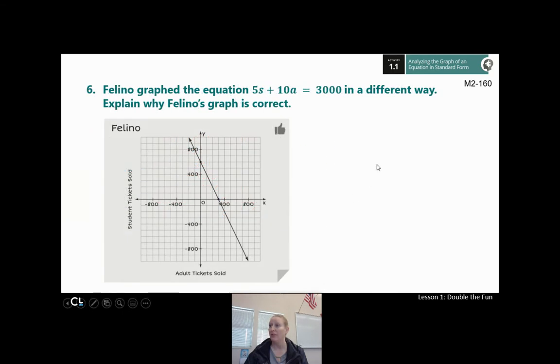So here's Felino. Felino also graphed the equation 5s plus 10a equals 3,000. He graphed it too, but his graph is different than ours. Why is that? Explain why Felino's graph is still correct, because this graph looks really different than the one we just made. But why is his still correct? Hit pause, jot down some of the things you're noticing here about Felino's graph and how it may be different from our graph, and then hit play when you're ready to continue the discussion.